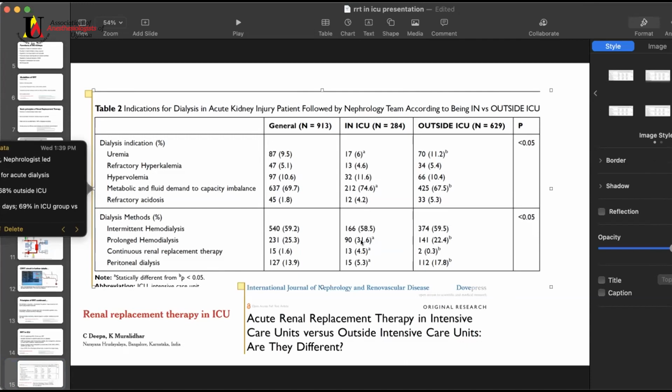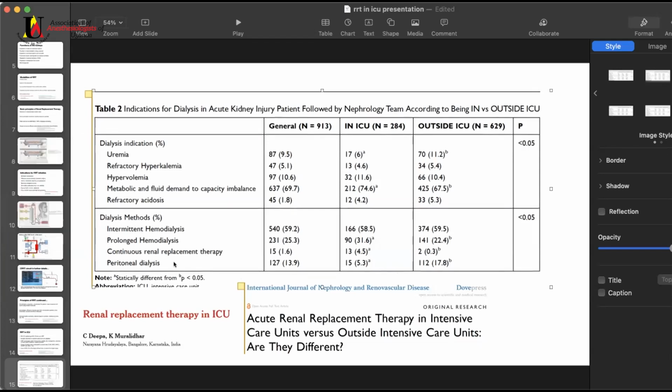And then in terms of dialysis methods used, CRRT, of course, is more commonly used in the ICU than outside the ICU. Prolonged hemodialysis was also more common in the ICU because patients are just sicker. Peritoneal dialysis, as you can see here, is less often chosen for ICU patients versus outpatients, though there is a study that has reported on that, which I'll mention later on.